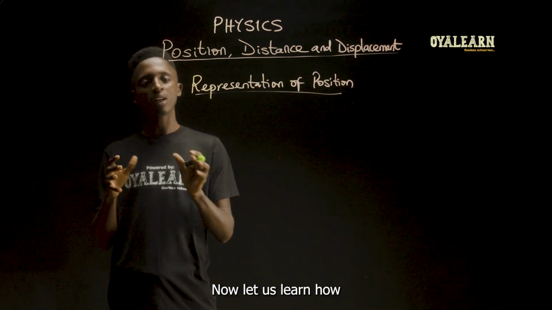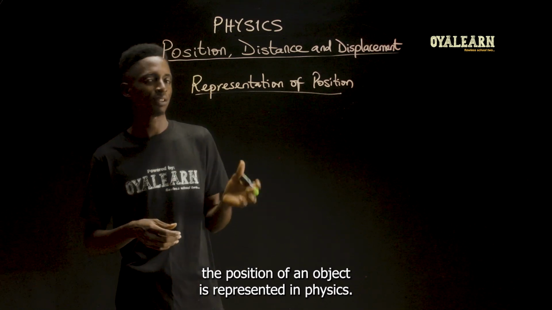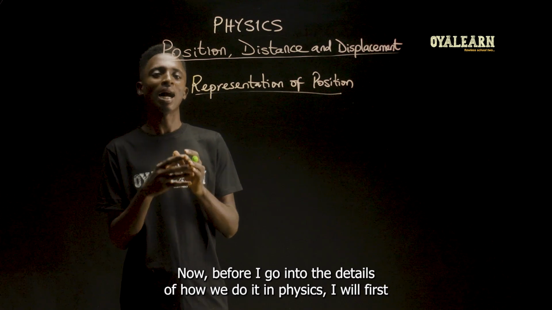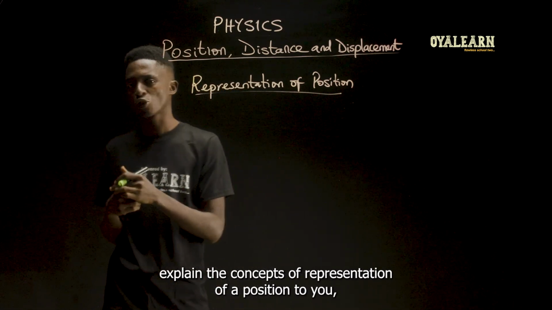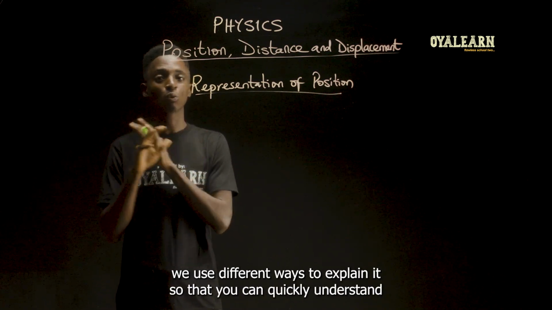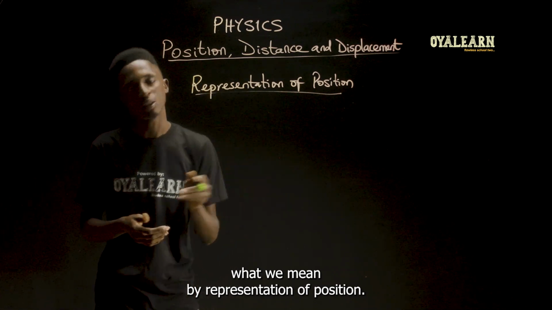Now let us learn how the position of an object is represented in physics. Before I go into the details of how we do it in physics, I will first explain the concept of representation of a position to you. We'll use different ways to explain it so that you can quickly understand what we mean by representation of position.